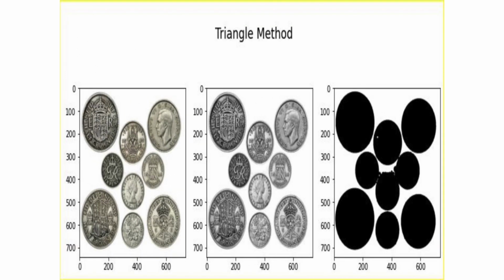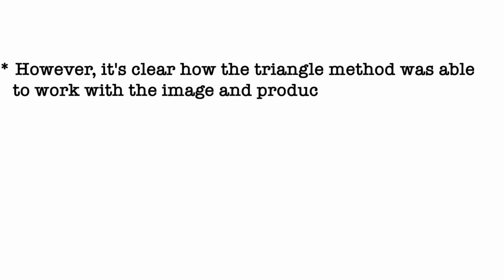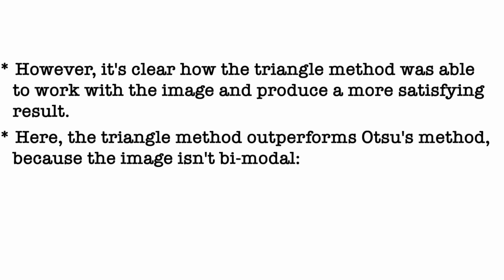Now this is the triangle method, where we can see the input image, the grayscale level image and finally the output from the triangle method of thresholding. We cannot find exactly what the coins are giving us in the foreground. However, it's clear the triangle method was able to work with the image and produce more satisfactory results. Here, the triangle method outperforms the Otsu method because the image isn't bimodal.